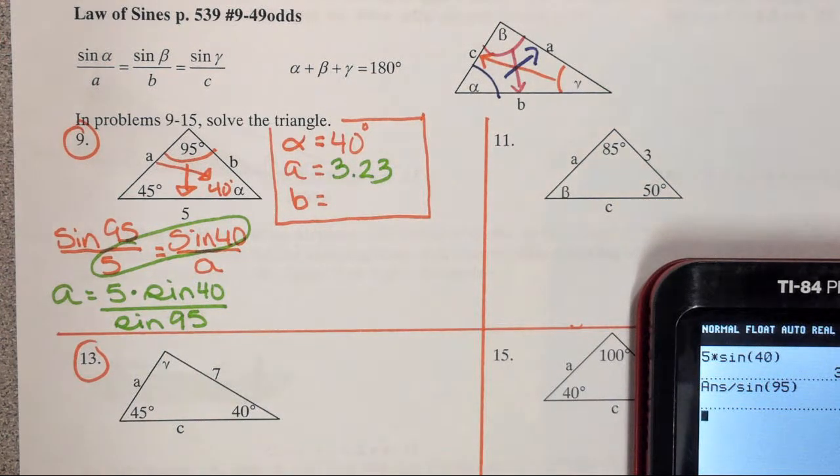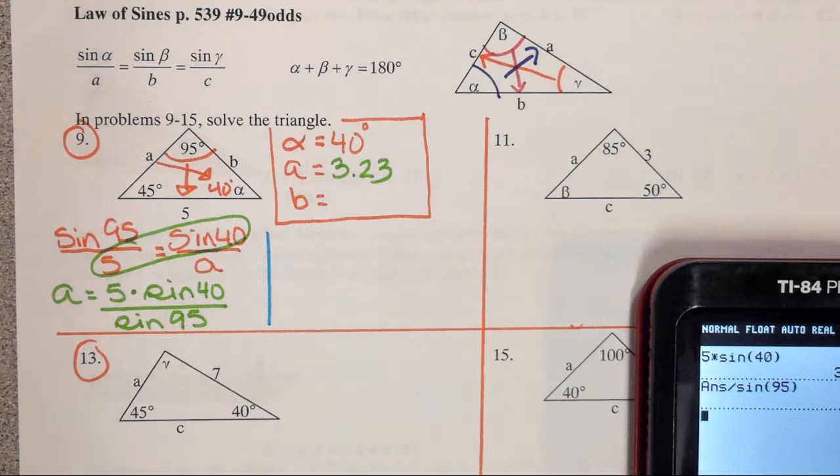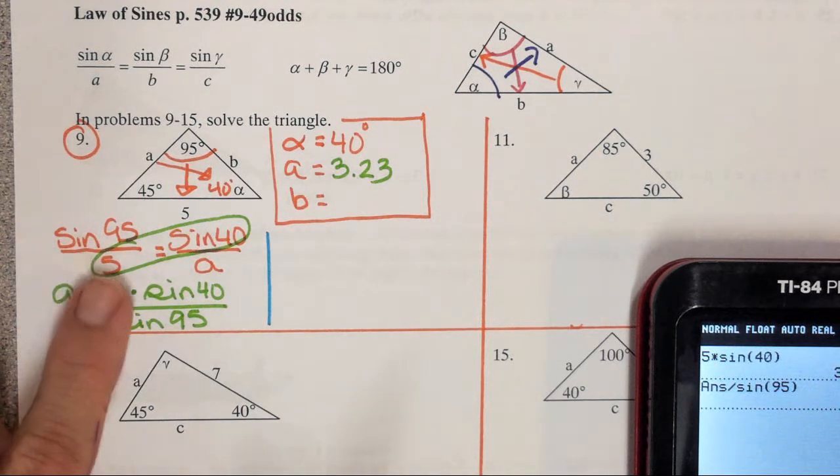Okay. Now I'm going to go do my other side I'm missing. I'm doing B. And I cannot do A squared plus B squared equals C squared anymore because these are not right triangles. So I'm going to go set up another ratio.